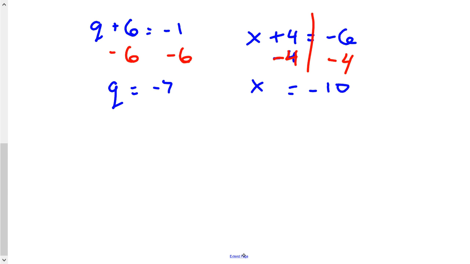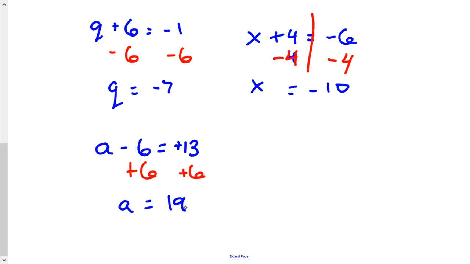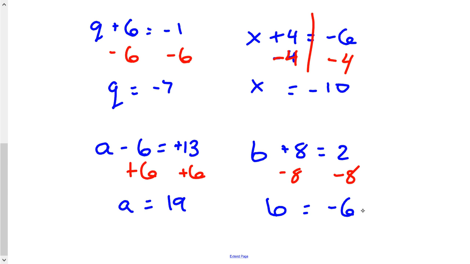What else? Let's do some more. Let's go a minus 6 is equal to positive 13. Add 6 to both sides. And that would leave us with a is equal to 19. And one more just for posterity's sake. b plus 8 is equal to 2. Subtract 8, subtract 8. And b is equal to -6.